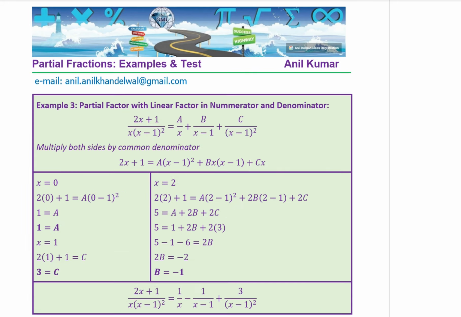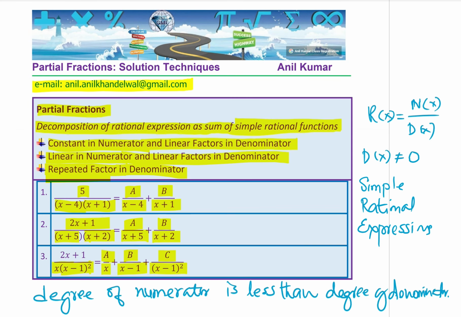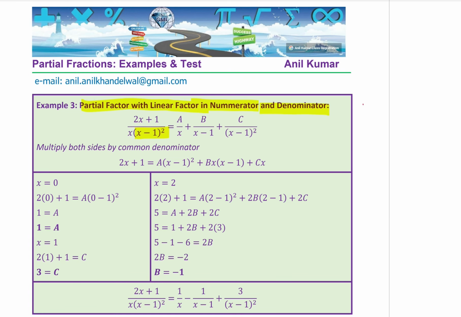Let's move on and take the third example. This is the last example of this video. Now here, what we have is that we have to partial factor with linear factor in the numerator and denominator, but there is one difference, and that is that we have repeated term here, right? X minus 1 whole square, right? So we have a repeated term here. So we say as a repeated factor in denominator, right? So that becomes our third case in the third example. So we have a repeated factor.